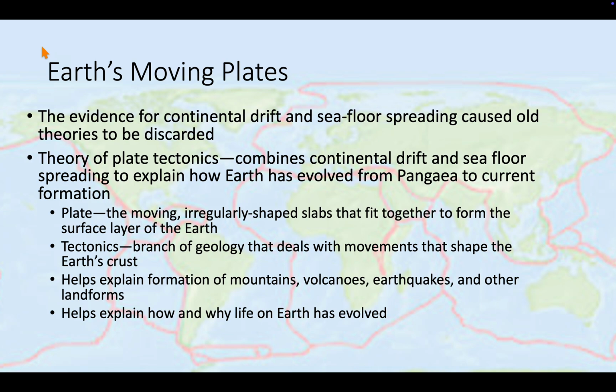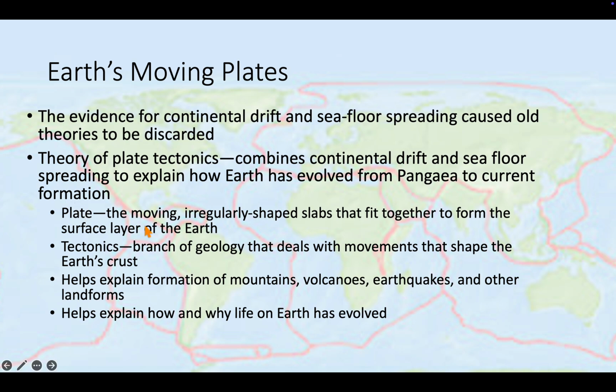We got the theory of plate tectonics, which combines continental drift and seafloor spreading. So both of Wegener's and Harry Hess's ideas were brought together to create the theory of plate tectonics. This helped explain how Earth has evolved from Pangaea to the current formation, from that giant landmass breaking up into the separate continents that we know today.